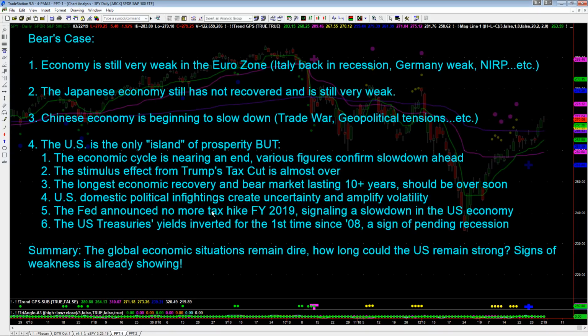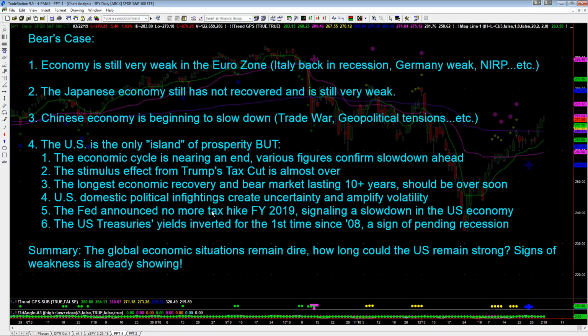Now, how long could the U.S. remain strong? And there are already many signs showing that the weakness is growing. Or in fact, some other people even argue that it's confirming the U.S. is now heading toward a recession. Okay, that's the bear case.